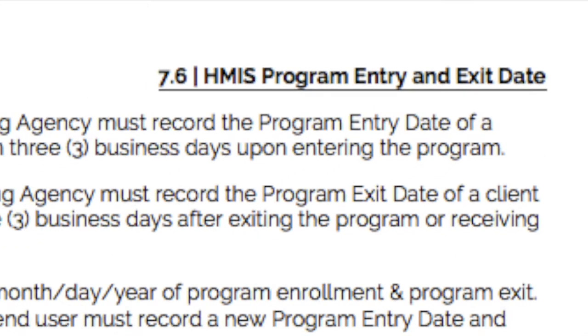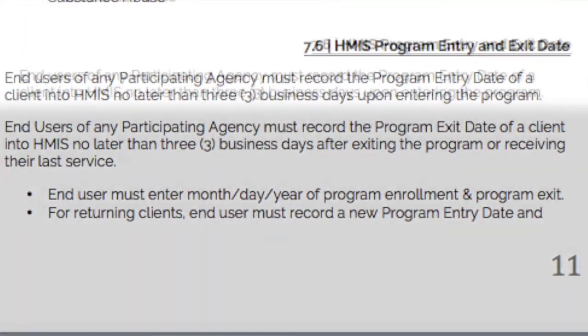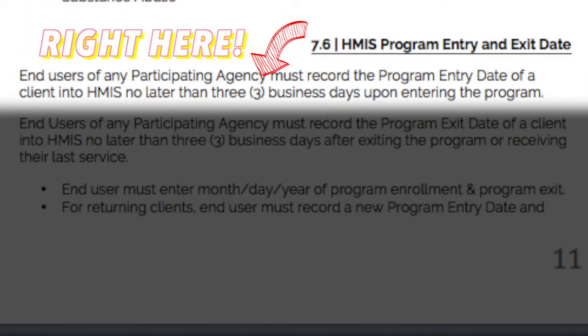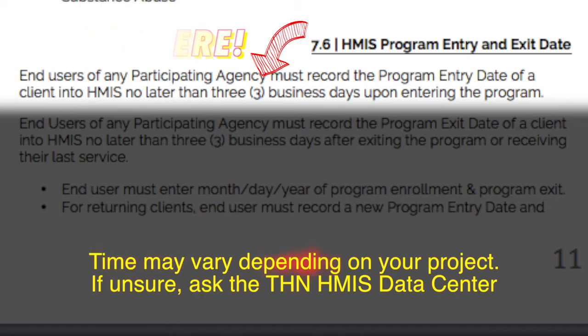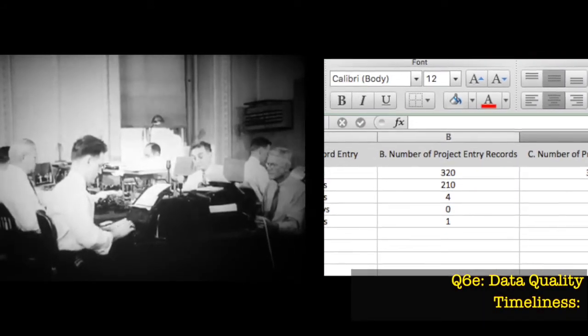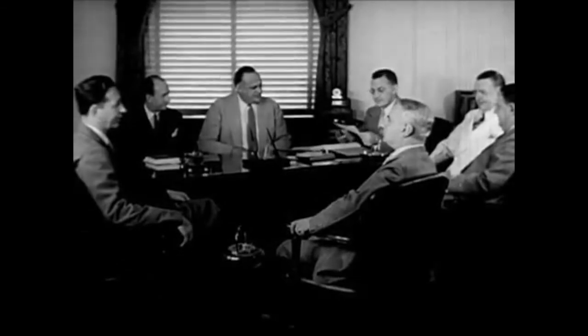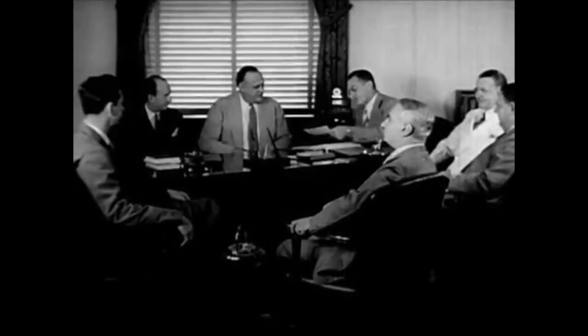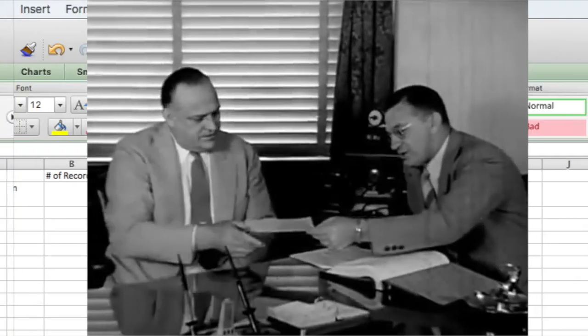In the HMIS policies and procedures, as well as the HMIS user agreement, users agree to input data. This measure shows us how long it takes users to enroll a client in a program after collecting the initial information. This means that our data will be both timely and accurate, so that way people who are using your data to make decisions can have as close to real-time data as possible.